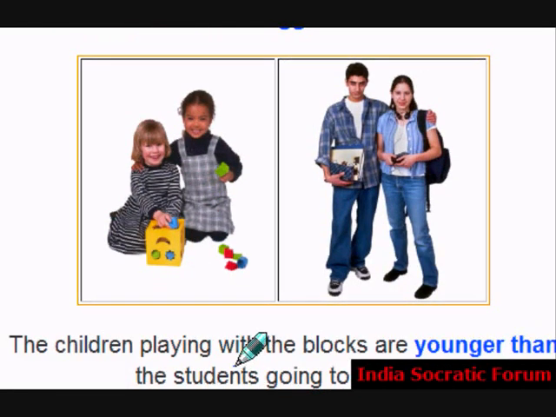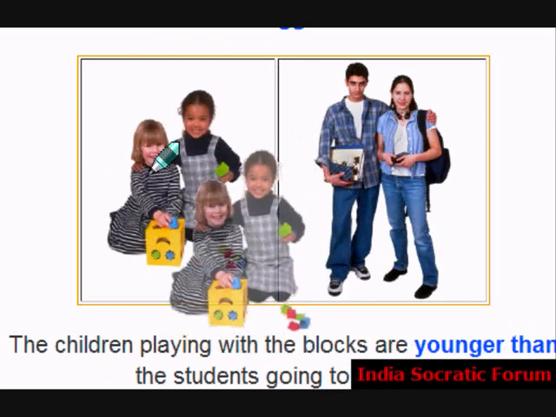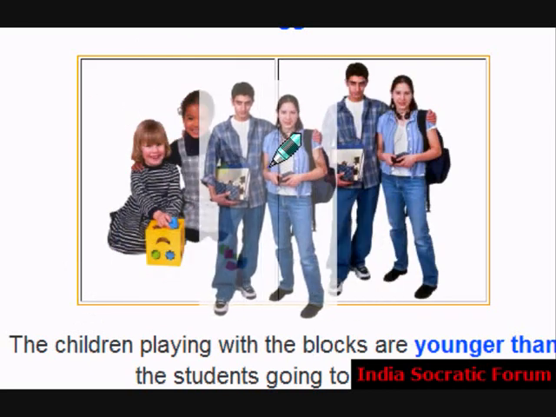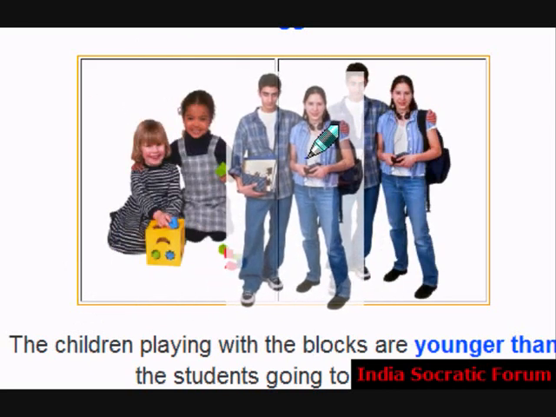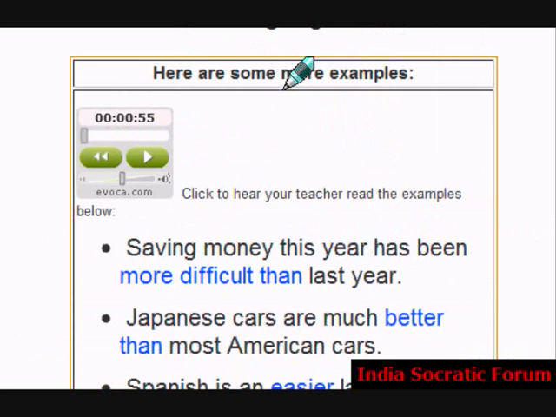The children playing with blocks are younger than the students going to school. So young, the comparative form is younger. Here are some more examples.